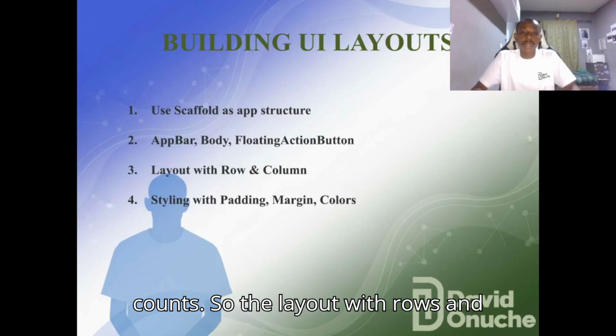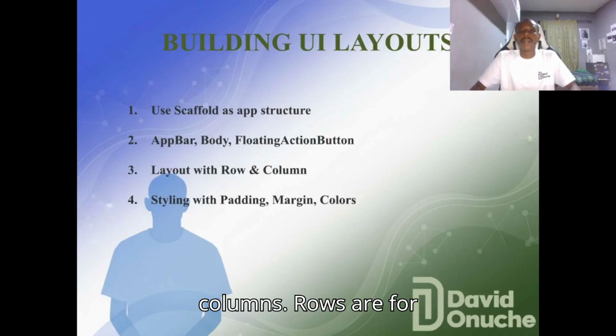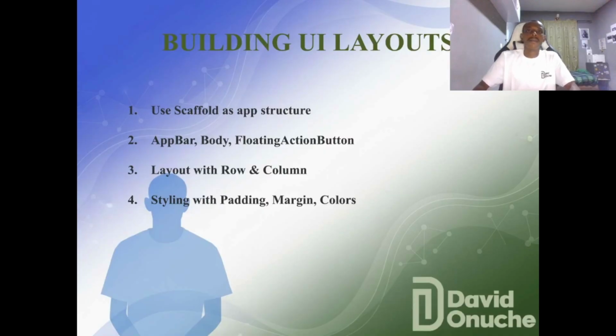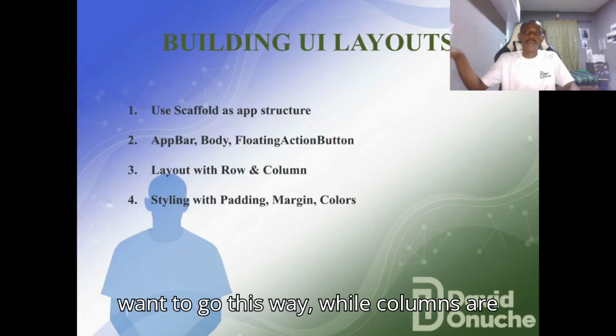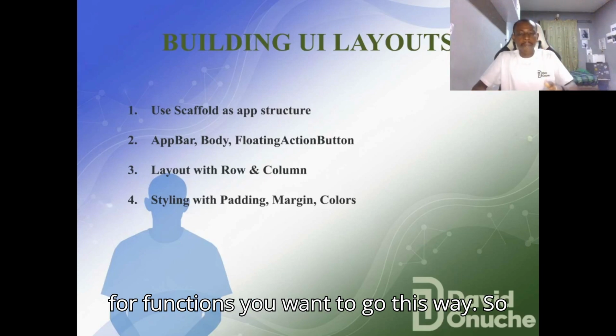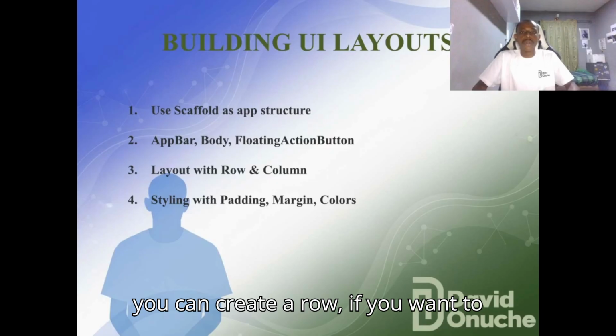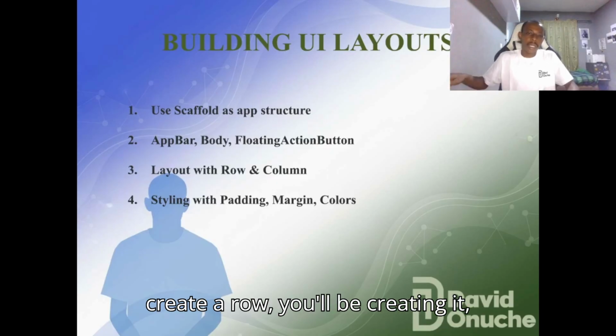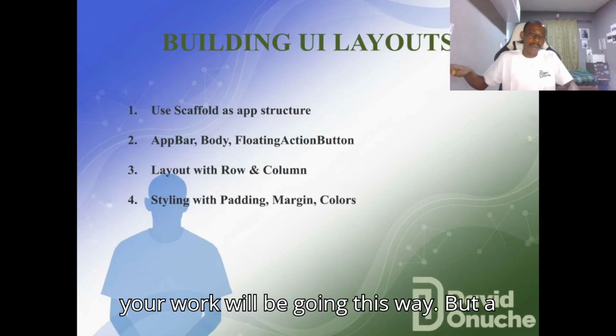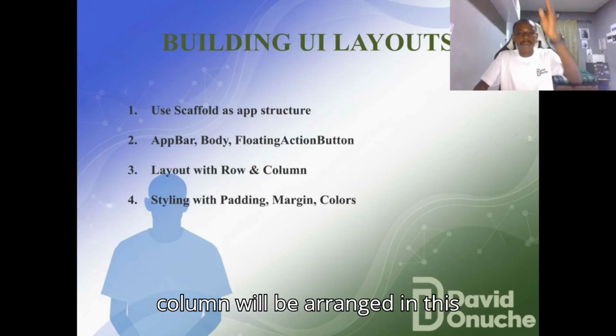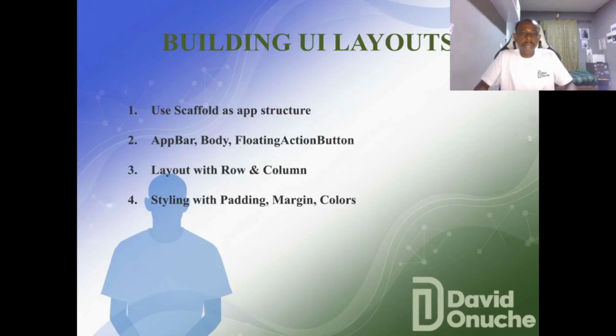So the layout with rows and column. Rows are for text or functions that you want to go this way, while column are for functions you want to go this way. So you can create a row. If you want to create a row, your work will be going this way, but a column will be arranged in this way.